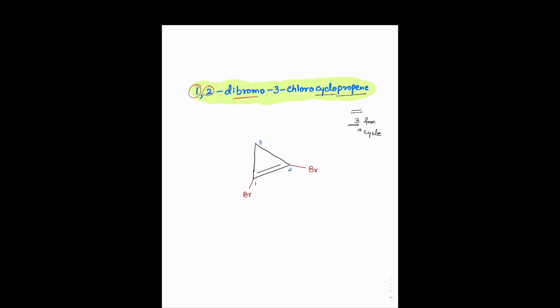What is attached at carbon atom 3? It's a chlorine group. So at carbon atom 3 I can draw a Cl. This is the bond line diagram of 1,2-dibromo 3-chloro-cyclopropene.